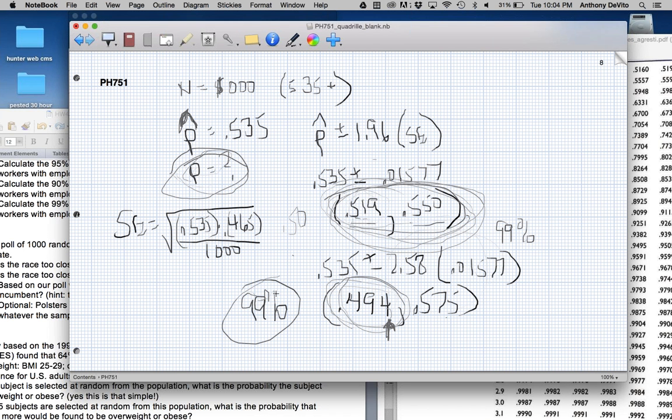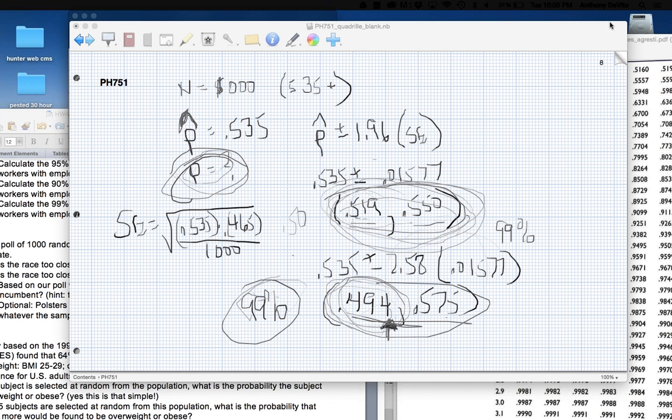That 50% is inside of our 99% confidence interval. So we can't be sure that the true P is not under 50%. At least we can't be 99% certain. We can be 95% certain, but we can't be 99% certain.